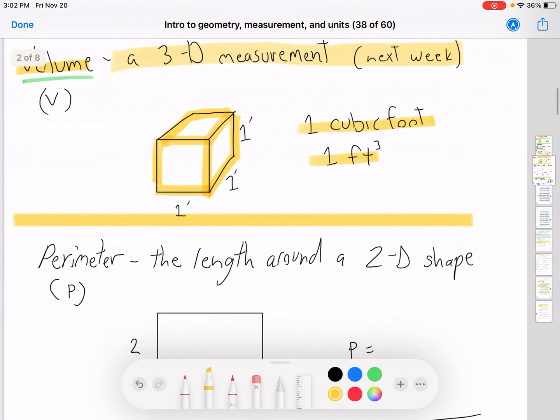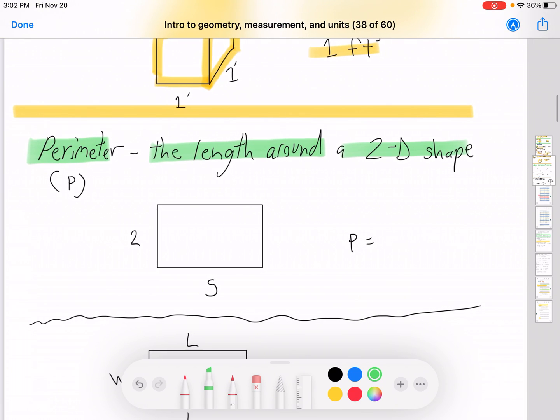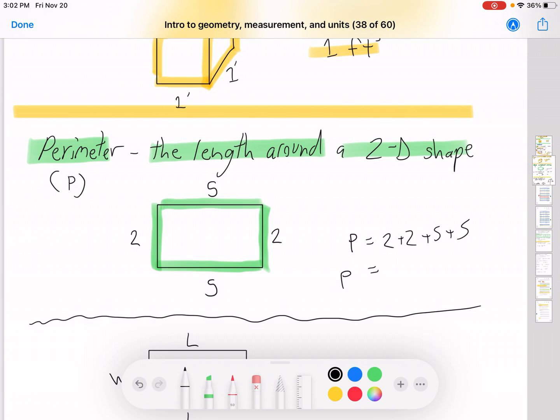All right, perimeter. Perimeter is a mix. Perimeter is a length, so it's a one-dimensional measurement around a two-dimensional shape. Now there's more to it than that, but say I had a rectangle here. If it was 2 inches tall and 5 inches wide, then I would be measuring the length around the outside. So that's a length, and that's a length, and that is a length, and that is a length. And so it's the overall length going around the outside of a two-dimensional shape. So this would be 2 plus 2 plus 5 plus 5, or the perimeter in this case would be 14.